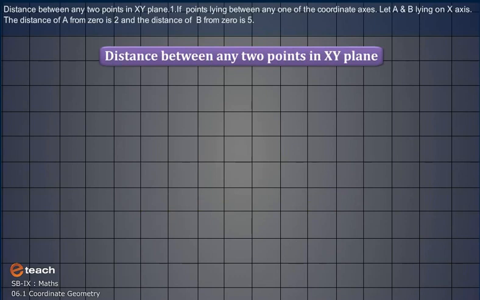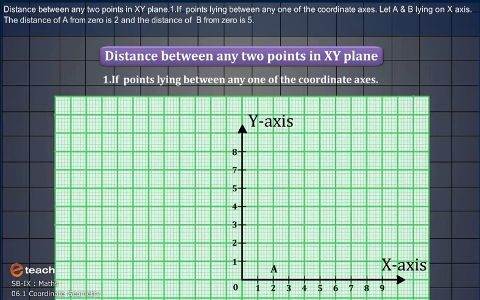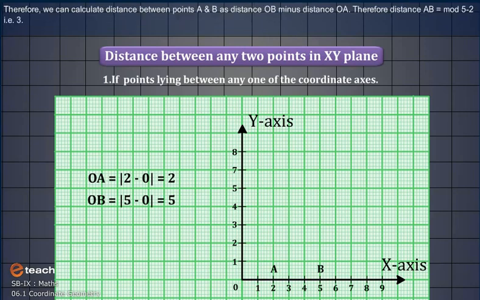Distance between any two points in the xy plane. If points lie on one of the coordinate axes, let A and B lie on the x-axis. The distance of A from O is 2 and the distance of B from O is 5. Therefore, we can calculate the distance between points A and B as distance OB minus distance OA. Therefore, distance AB is equal to mod 5 minus 2, that is 3.